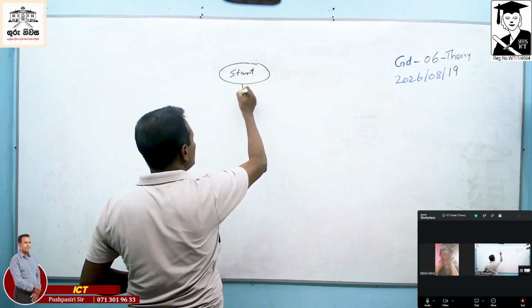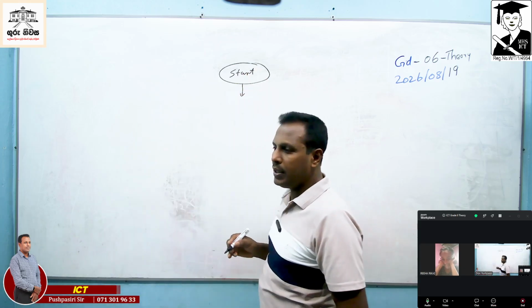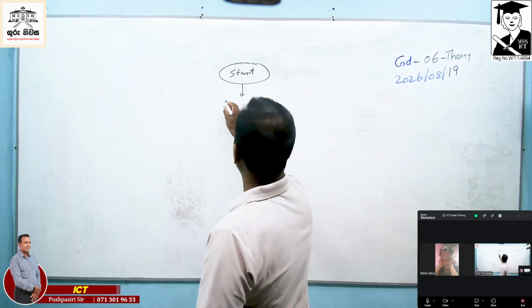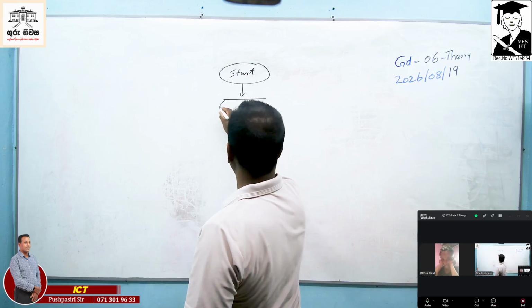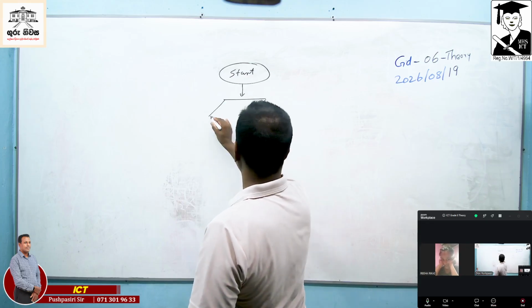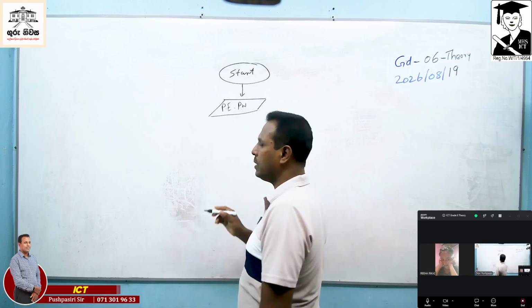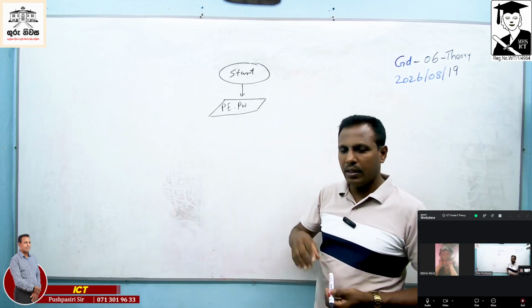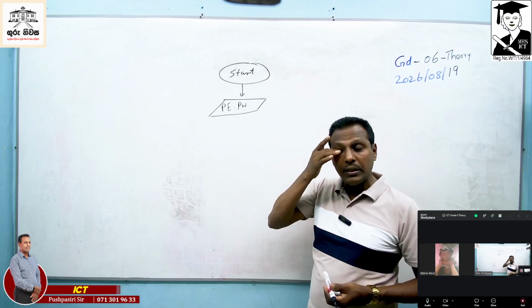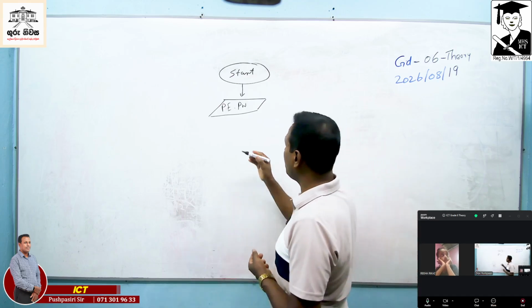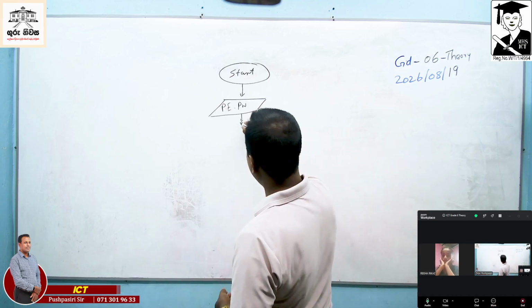Then you have to show the arrow mark. Arrow mark should be there. Where to go? Okay. Then you have to make an input output box. What does it say? Please enter password, right? Please enter password. So you have to enter the password then. Once you enter the password, then the decision is there.